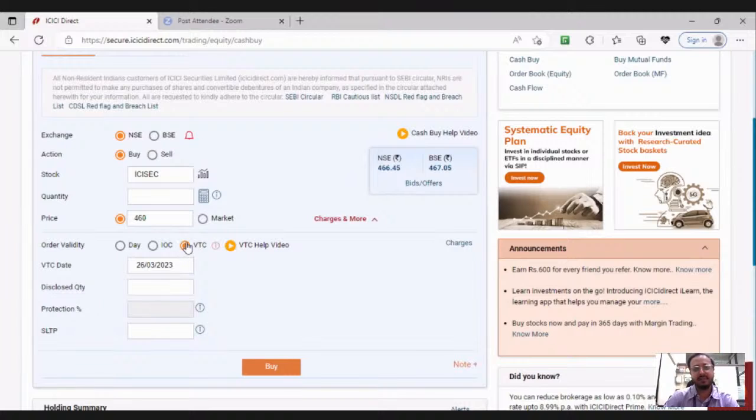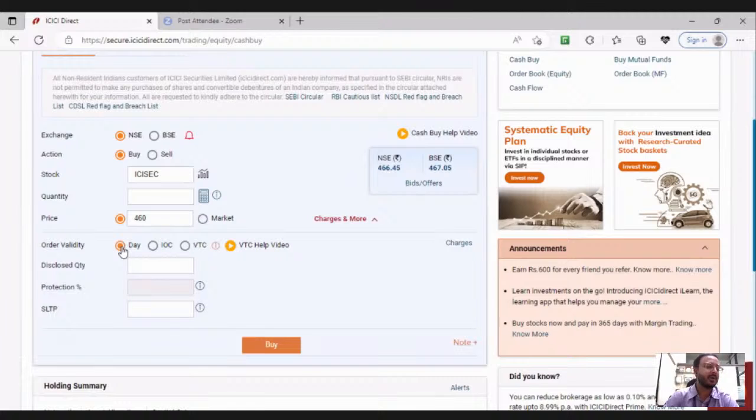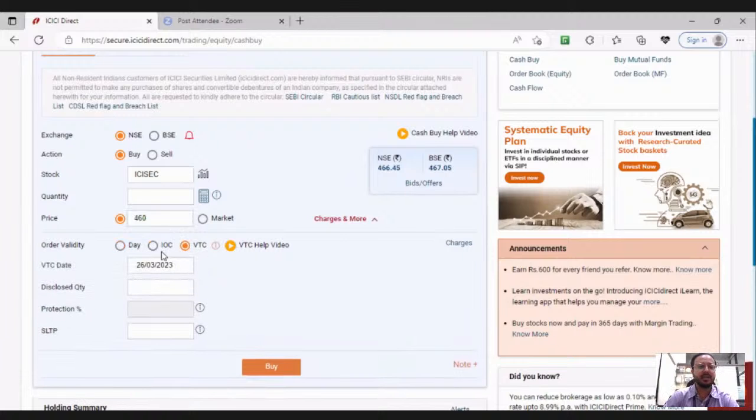That's the advantage of the VTC order, especially for NRI customers, because they don't have time to track the market daily, and because of the time difference as well. Or you can select a day order. If 460 rupees does not reach during the day, this order will automatically be cancelled. But with VTC, this order to buy at 460 rupees will be valid till 26th of March, that is the next 45 days.